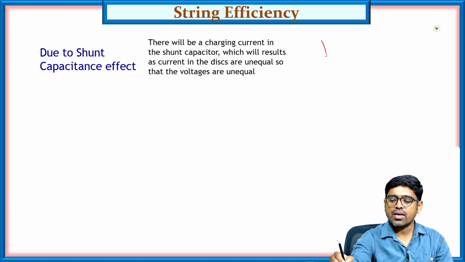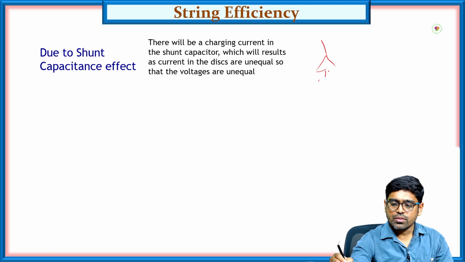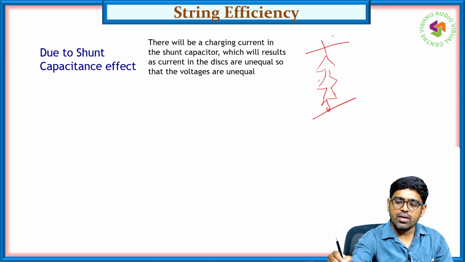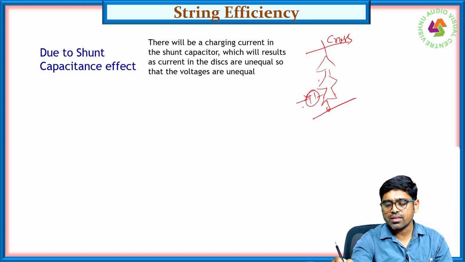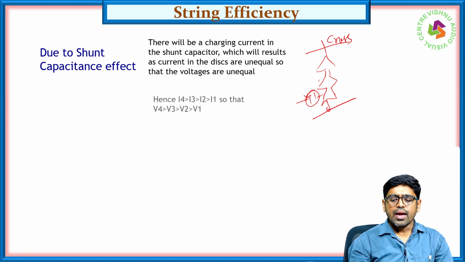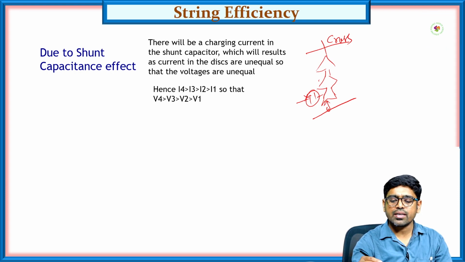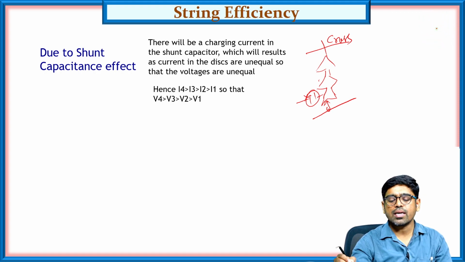So we can see that the discs are connected like this. At this pin we have the conductor and it has cross arms. So due to this shunt capacitance effect, the current is not equal. If there is no shunt capacitance effect, then the same current will flow and you can get the same voltage across each disc. Hence, the current I4, near the conductor, is greater: I4 greater than I3 greater than I2 greater than I1, and similarly the voltage which is near the power conductor is highest.